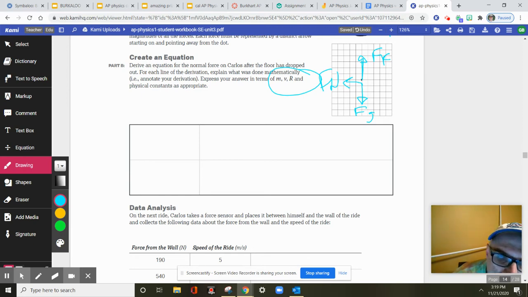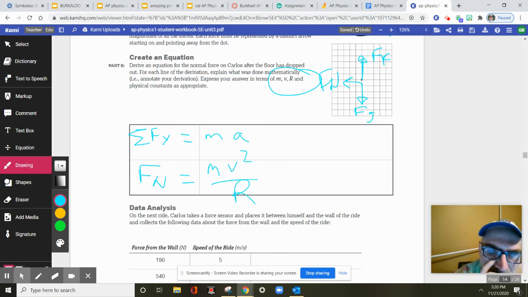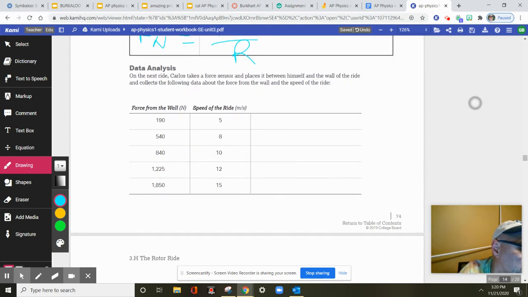So in the horizontal direction, the net force is equal to ma, right? And the only force horizontally is a normal force pushing on him, so the net force is the normal force, and that's equal to m times a. The a is centripetal acceleration, so that's the formula for the normal force. It's the centripetal force formula.